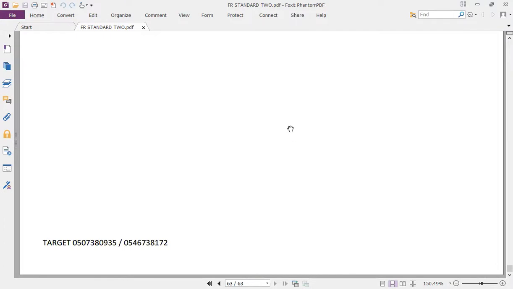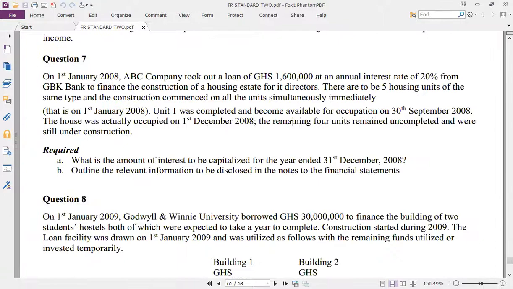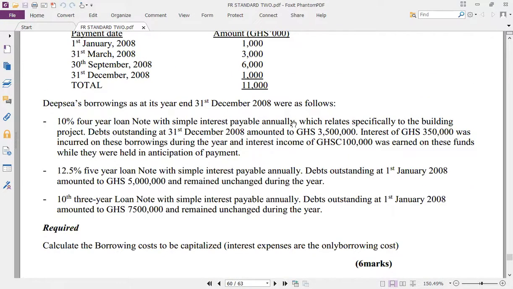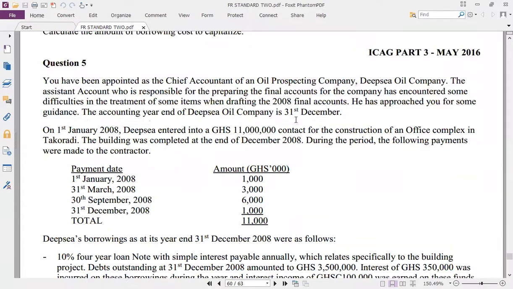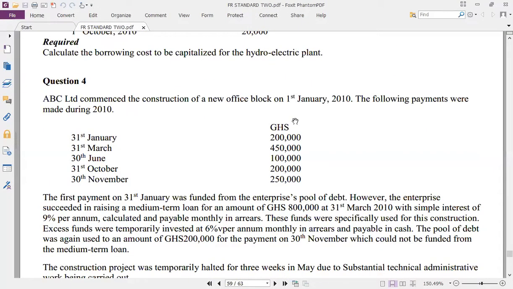Okay, so let me go to question 4. I'm doing question 4, and then you are doing question 5. Question 4 is a combination, a mixture of specific and general pool of funds. So look at how we're going to solve that question, the mixture. Let's look at that one quickly.